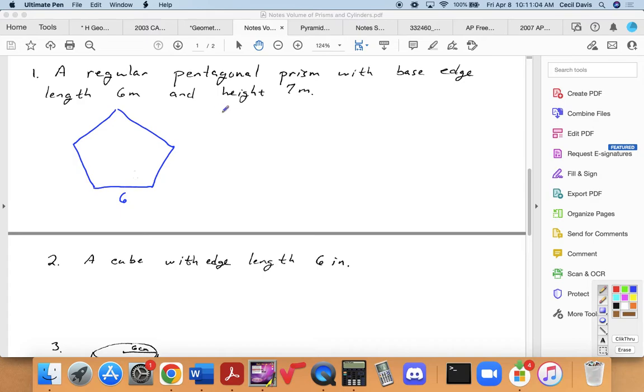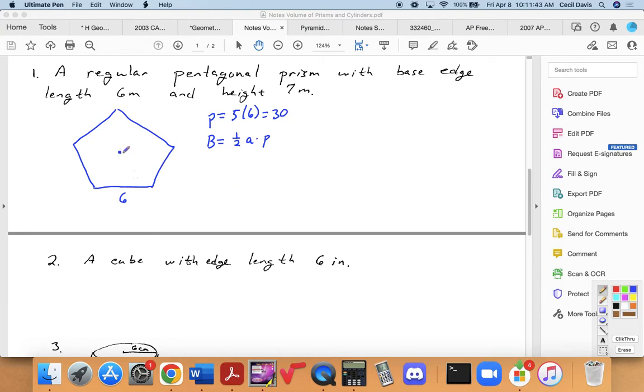So we're going to deal with the base just like we did on last night's assignment. We're going to find the perimeter of the base because we need that to help us find the area. That's going to be 5 sides at 6 each is 30. Then we're going to find the area of the base. Anybody? What's the formula for the area of the base in this case? Half of what? Apothem times the perimeter of the base. Well, I know the perimeter of the base, I just don't know the apothem.